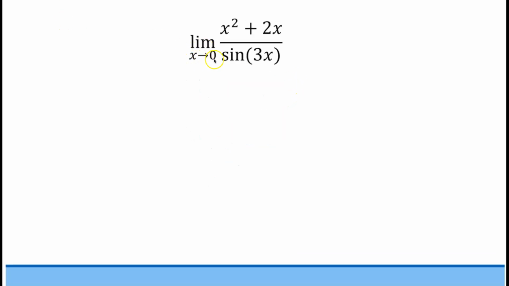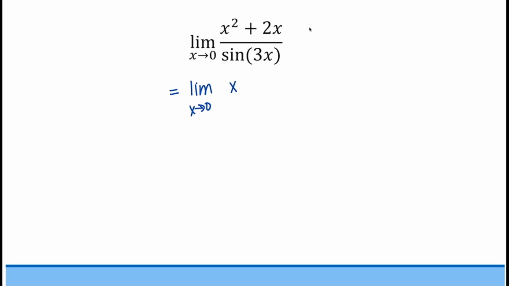For this limit as x approaches 0 of x squared plus 2x over sine of 3x, again, direct substitution would give me 0 over 0, indeterminate, so we're going to use another strategy. And this has that sine of 3x or sine of nx in the denominator, so what I really want is that same inside or argument of sine to be in the numerator. I want a 3x up here, but I actually have a sum up here. So let's start the problem by factoring the numerator.